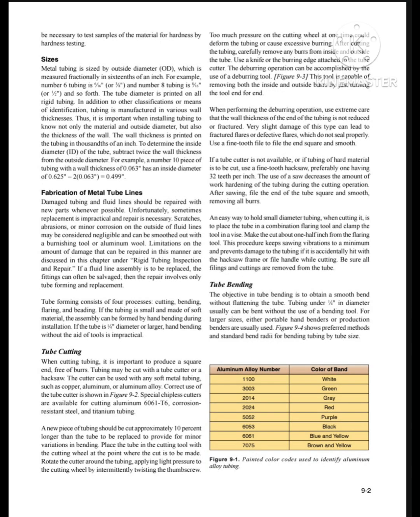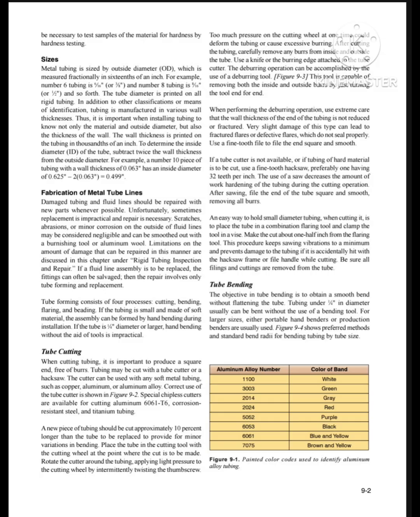Now we are going to another topic of the chapter, which is sizes. Metal tubing is sized by outside diameter, OD, which is measured fractionally in sixteenths of an inch. For example, number 6 tubing is 6/16 or 3/8, and number 8 tubing is 8/16 or 1/2, and so forth. The tube diameter is printed on all rigid tubing. In addition to the other classifications or means of identification, tubing is manufactured in various wall thicknesses.